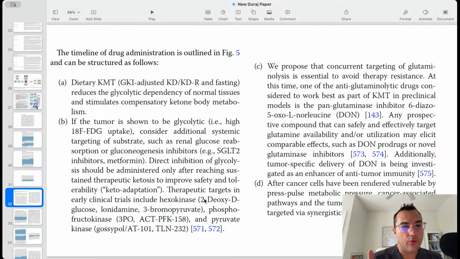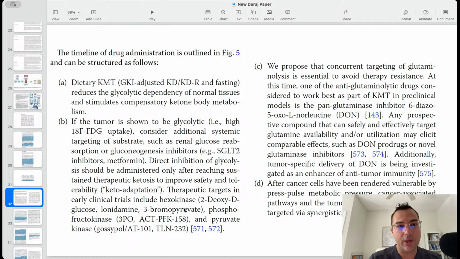they're giving very, not small, but very few examples here, right, of things that can block hexokinase or things that can block phosphofructokinase or pyruvate kinase. And unfortunately, most of these things you're not going to have access to. But don't lose hope, because there are so many things that block these enzymes.